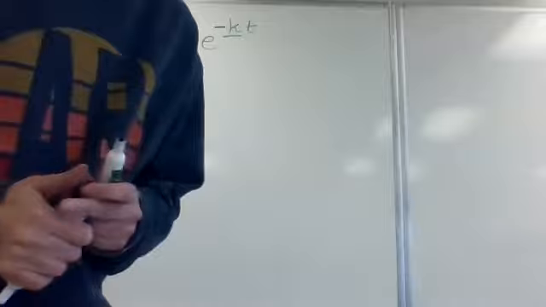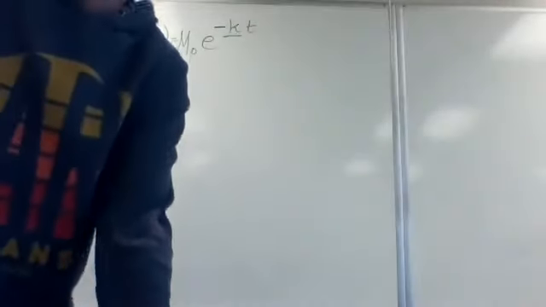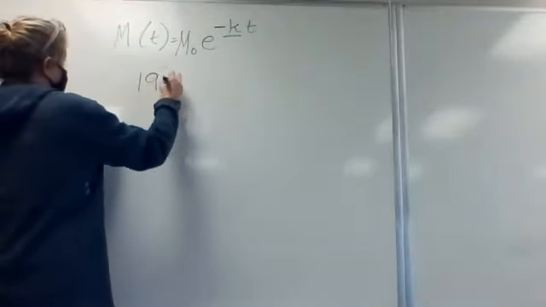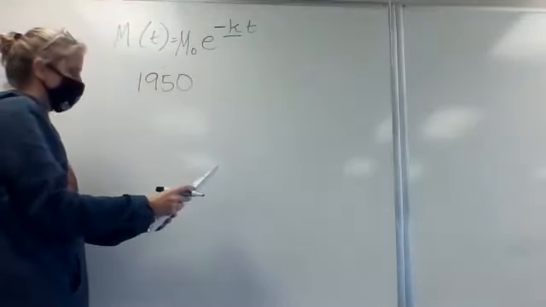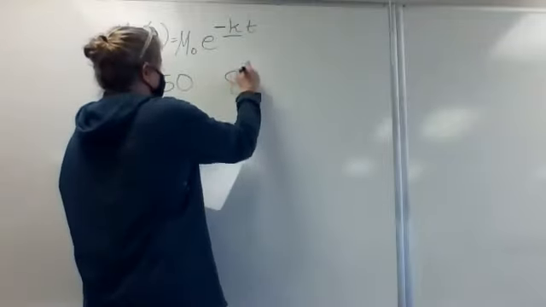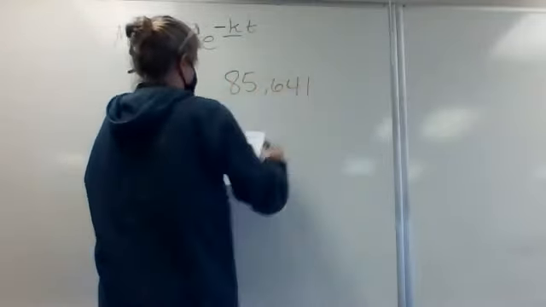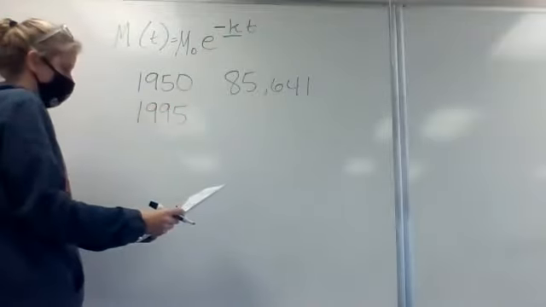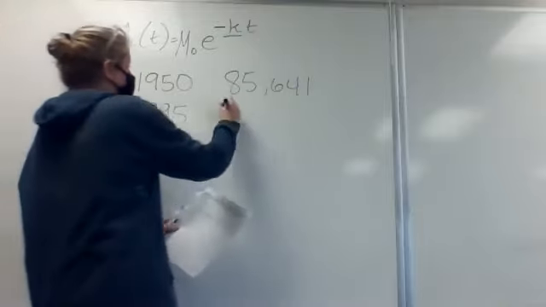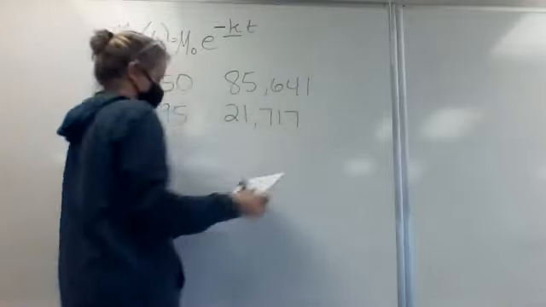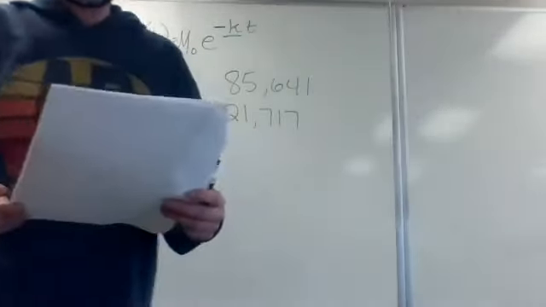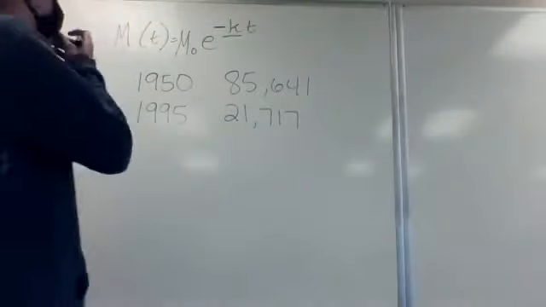All right, number 5, the number of farms in a certain state has declined continually since 1950. In 1950, there were 85,641 farms. And in 1995, there were 21,717. Assuming that the farms decreased according to the exponential model, find the value of K.